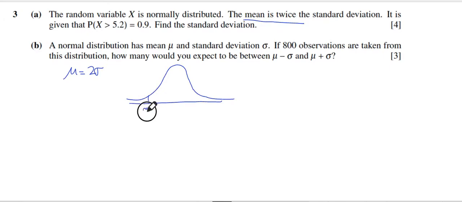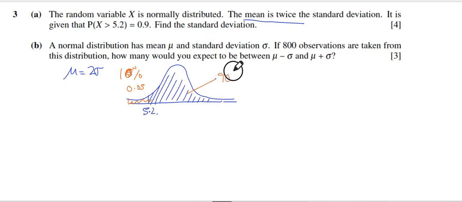So this should be 5.2, and this is the region that they are talking about, greater than, 0.9. This little area here should be 0.05 or 5%, and this blue region should be 10%. This is 90%, the blue region. Okay, 0.10.